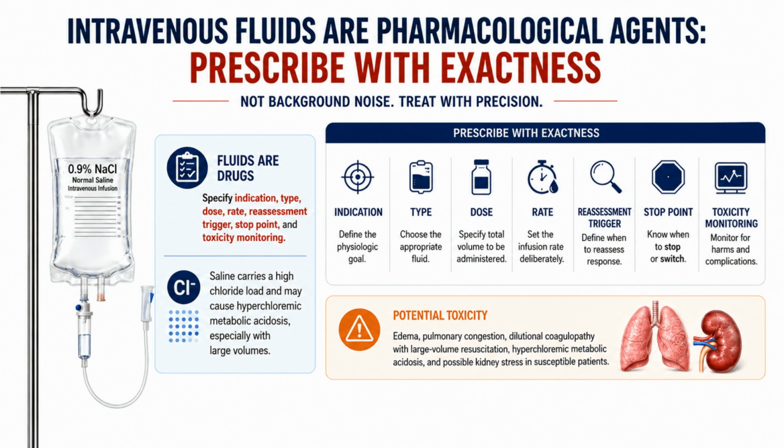Normal saline is familiar, but familiar does not mean physiologic. 0.9% sodium chloride delivers a high chloride load. In small amounts, that may not matter. In large volumes, especially in critically ill patients or patients with limited kidney reserve, chloride can contribute to hyperchloremia and non-anion gap metabolic acidosis. The bedside mistake is writing fluids without defining the target.